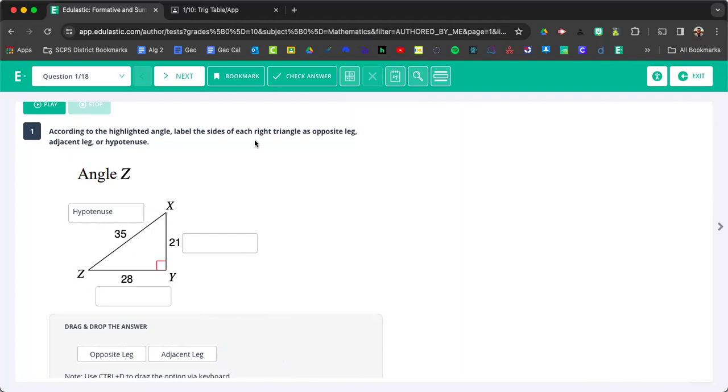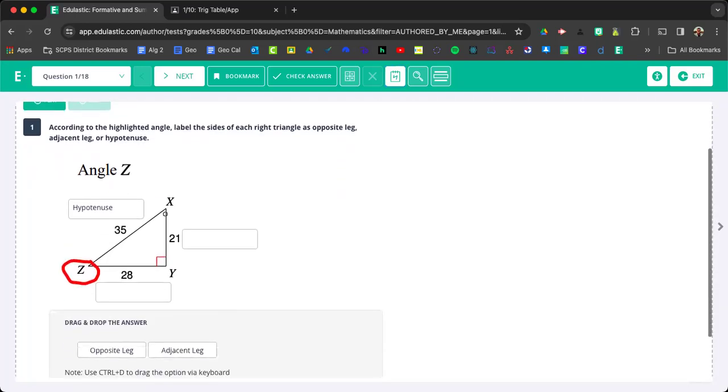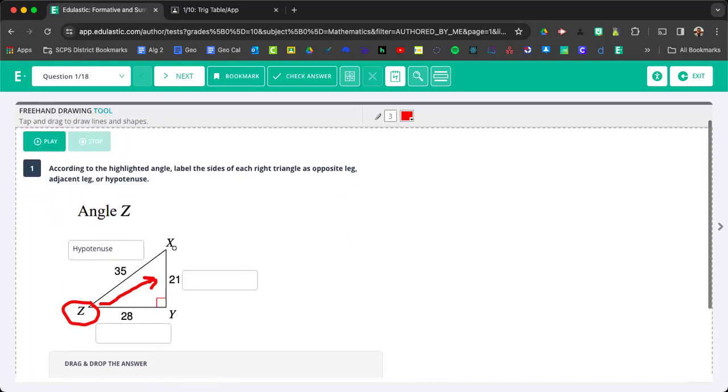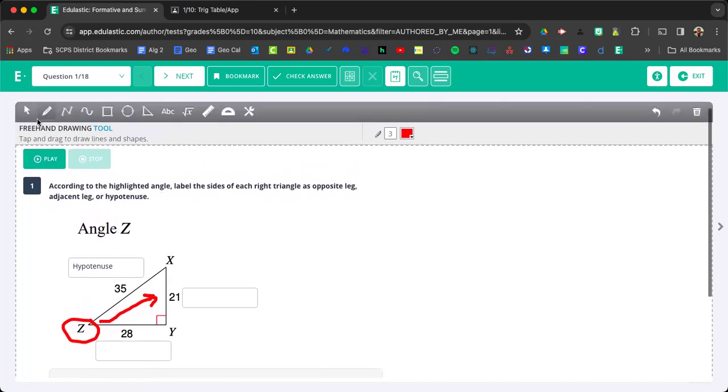Now, for the next two, I'm going to have to use angle Z to my advantage. Remember, this is the angle that we're looking at it from. The opposite side is going to be across from this angle, and the adjacent side is going to be touching this angle. So if I'm thinking opposite, I could just draw an arrow going from this angle across, and it is pointed at this side. So I know that this side, 21, is my opposite side. I always personally start with opposite before adjacent, but you don't have to do that.